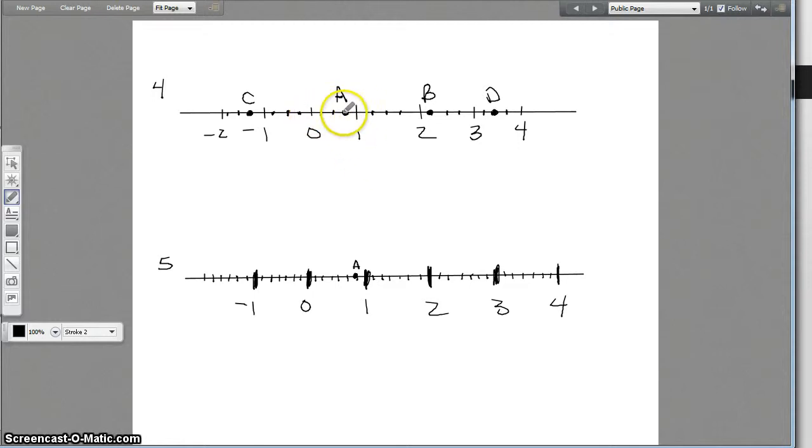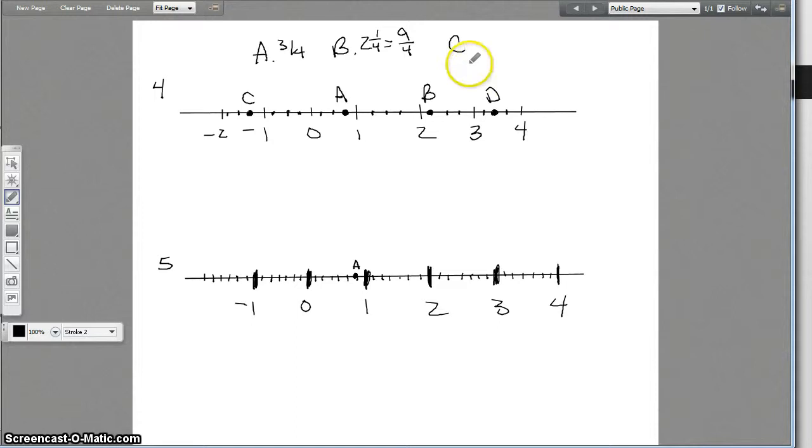So the distance from 0 to the third little tick mark for A is 3 of the little segments, so that's 3/4. So A is 3/4. Now let's look at point B. Point B is the first little tick mark after the 2. Each one of those little tick marks is 1/4. So B is 2 and 1/4, or we can write it as 9/4. Either way works. So 2 and 1/4 is the fraction as a mixed number. 9/4 is the fraction as an improper fraction.